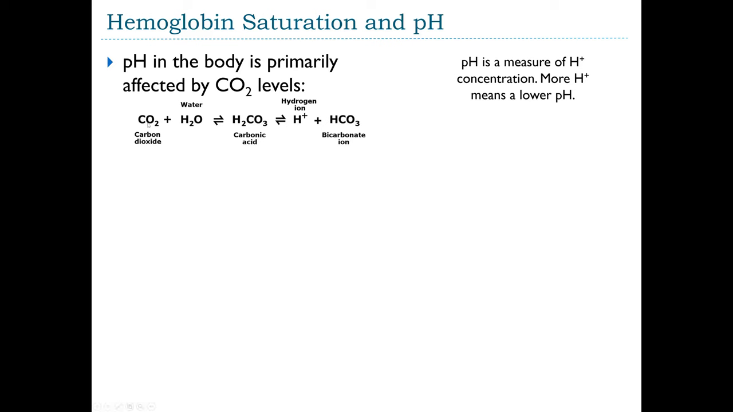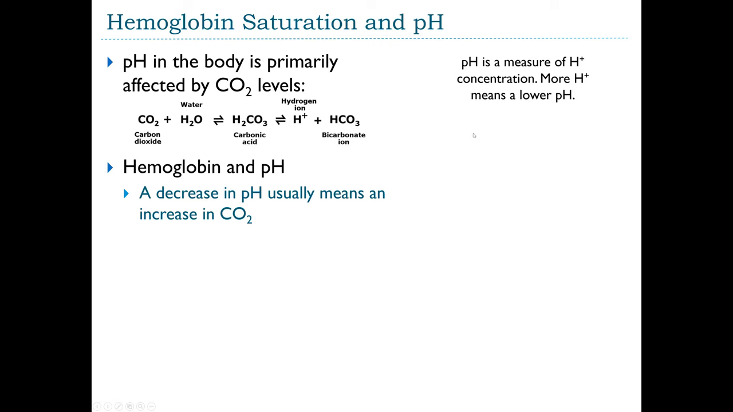And so if we shift this equation to the right, because carbon dioxide can be converted into hydrogen ions, and hydrogen ions is what causes pH to become lower, this means that carbon dioxide will result in a decrease in pH. So hydrogen ions are a measure of acid, so it will make the pH of the blood more acidic. So a decrease in pH in the blood usually means that you have an increase in carbon dioxide levels.